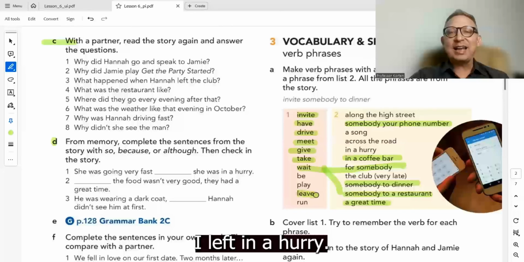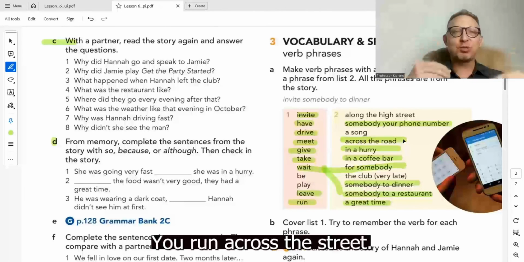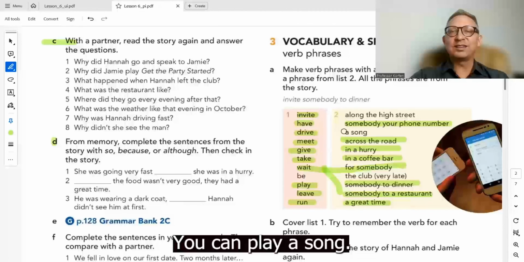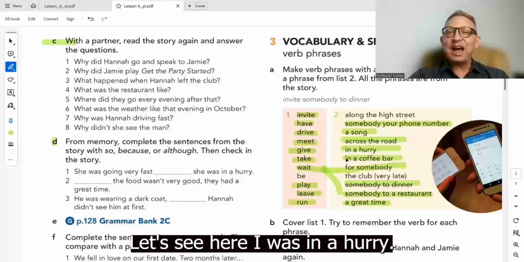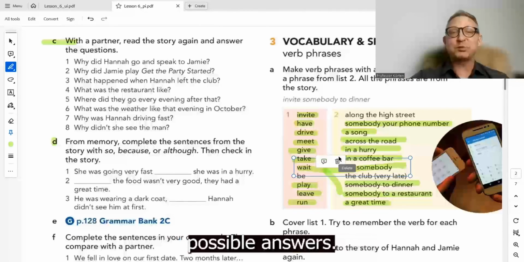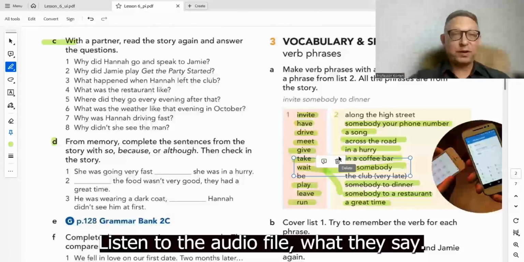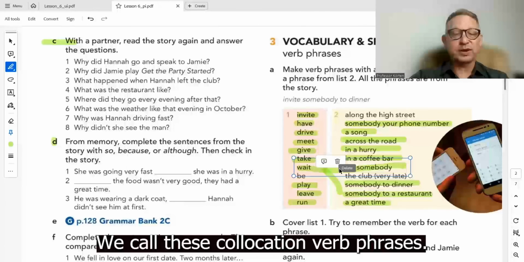All right, I left in a hurry. I left in a hurry and I ran across the road. You run across the street. You can play a song. And I was, let's see here. I was in a hurry. You can also be in a hurry. So some of these have two possible answers. Listen to the audio file and what they say, but practice these very important, we call these collocations, verb phrases.